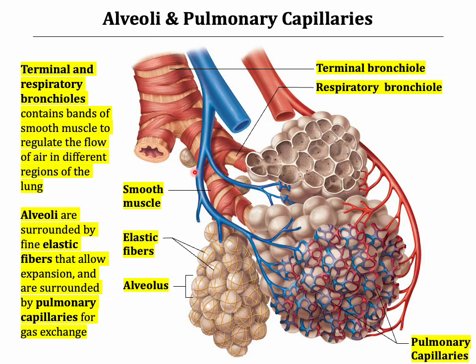Some other features you'll notice from this image are that the terminal and respiratory bronchioles have bands of smooth muscle around them, and that's going to play a role in regulating the flow of air to the different regions of the lungs, controlling how much air is getting down to these alveoli. If the smooth muscle contracts, that constricts the lumen and restricts the amount of air passing through, and vice versa. So there is regulation that takes place here.